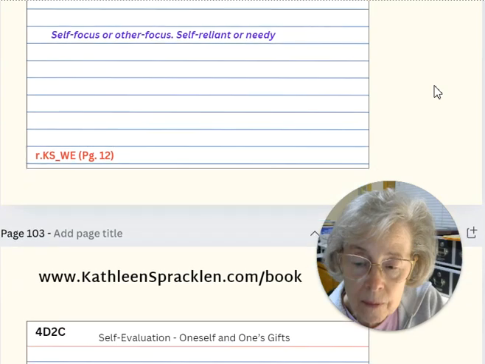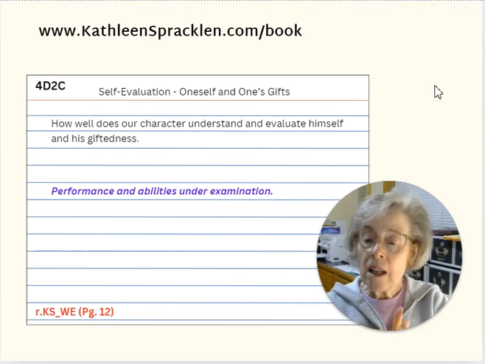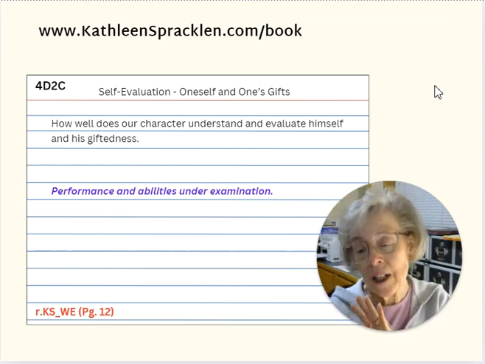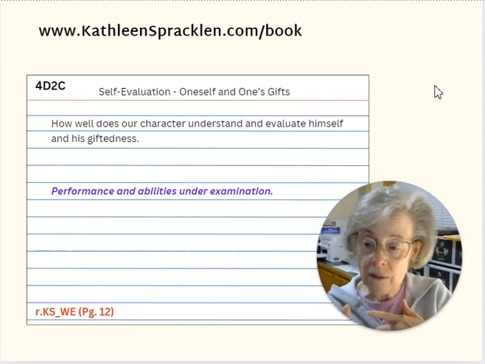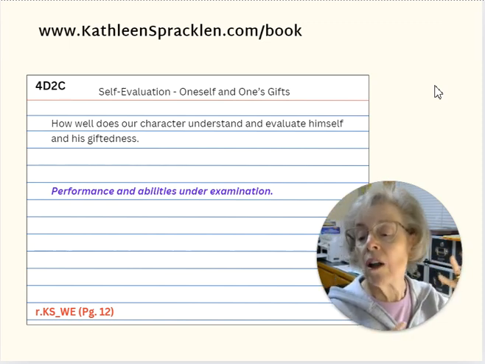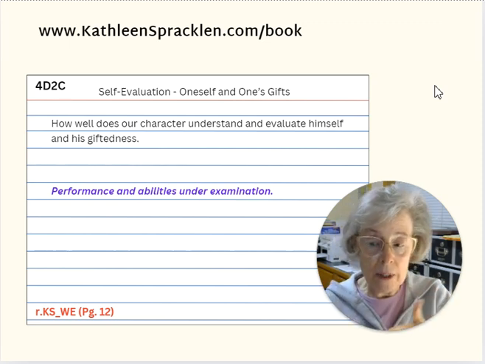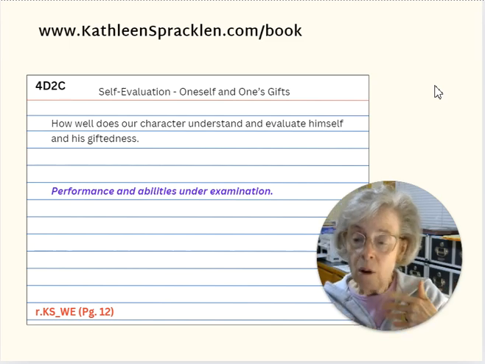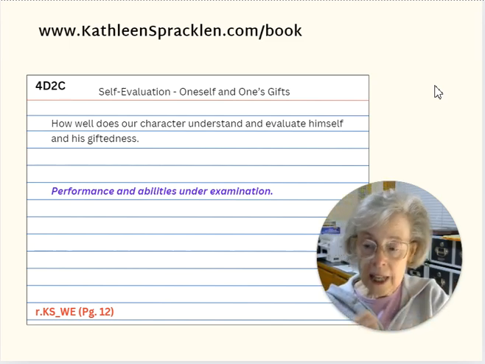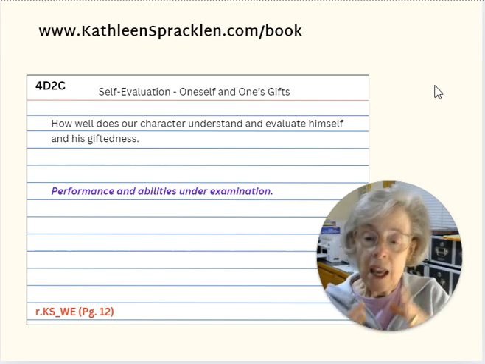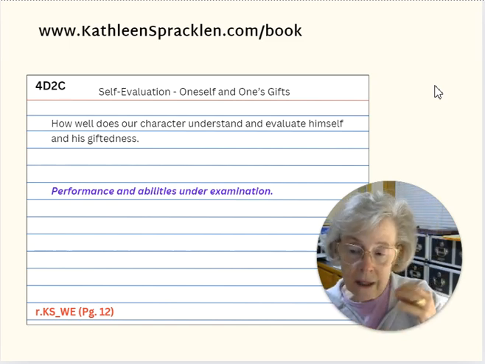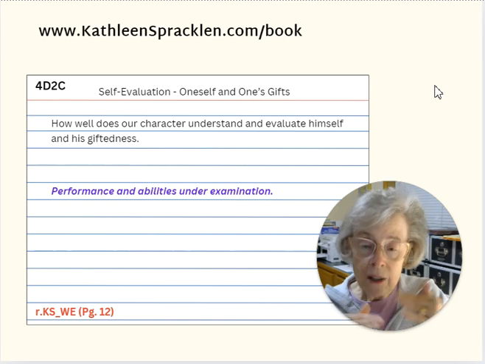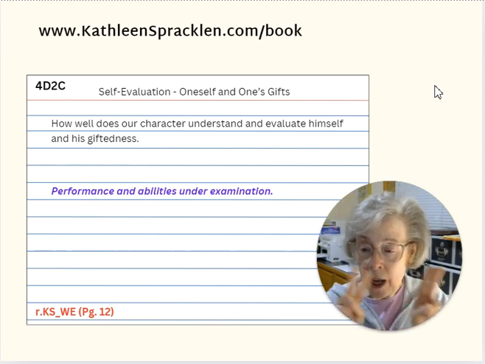And our third subgroup in the balance group is the self-evaluation subgroup. This is evaluating oneself, one's performance, and one's giftedness. Is our character crediting himself with being tall and handsome? Did he make himself tall and handsome? Or is he properly understanding how he's doing, properly understanding his own performance? This is a really interesting group, because it's about to what extent our character has proper self-awareness. And this one also breaks down into two traits.